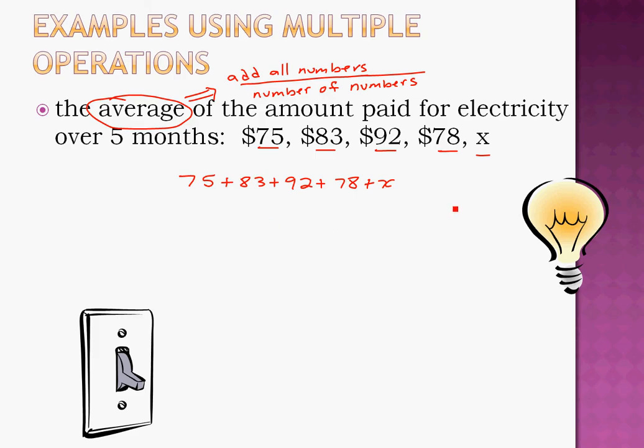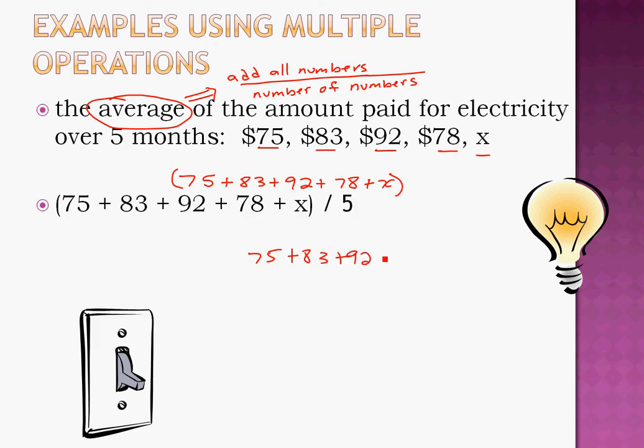So let's see what that might look like here. We could write it like this: the whole thing added together, close the parentheses, and divide that whole thing by 5. Now we're using a fraction bar for divide by 5. Another way you could do it is take the 75 plus 83 plus 92 plus 78. You could add all those up if you want and get the number, whatever it is, plus X. Don't forget your X. Even though we don't know what X is, we still have to add it in there. And then you could use a fraction bar for divide if you want and put the 5 on the bottom.